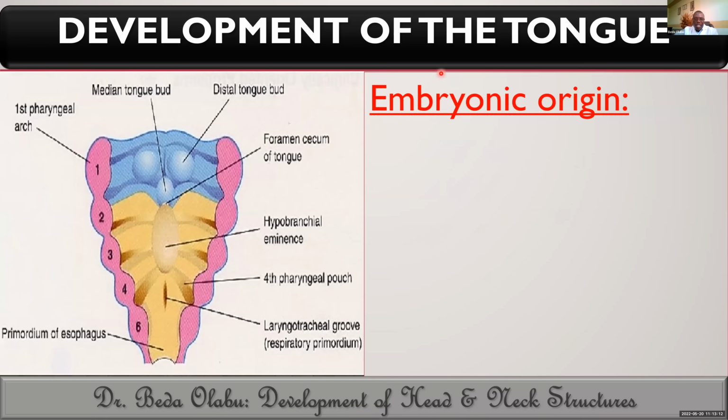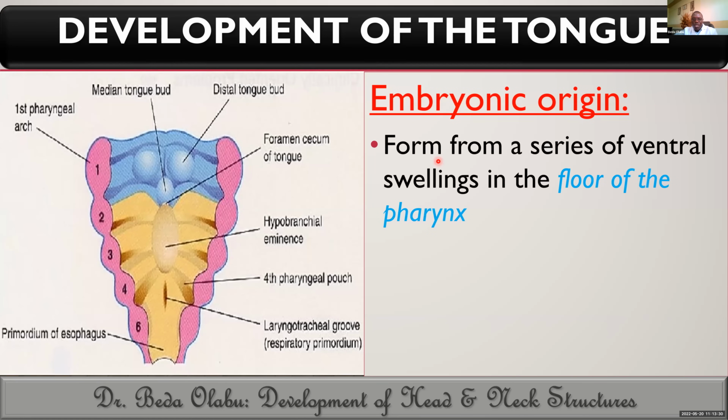So let's start with development of the tongue. As we agreed in our previous sessions, when you're asked about development of a structure, it is important that you first tell us about the embryonic origin of that structure. So with regard to embryonic origin of the tongue, the site of origin is usually the floor of the primitive pharynx, or you can say the dorsum of the tongue.